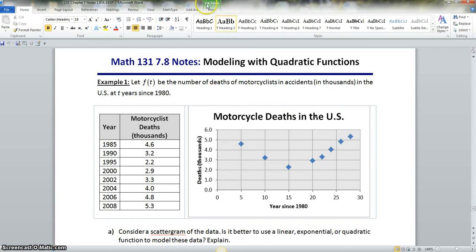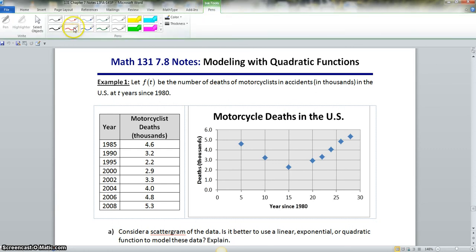Okay, class, we're about to start section 7.8, modeling with quadratic functions. Example 1: let f of t be the number of deaths of motorcyclists in accidents, in thousands, in the U.S. at t years since 1980.